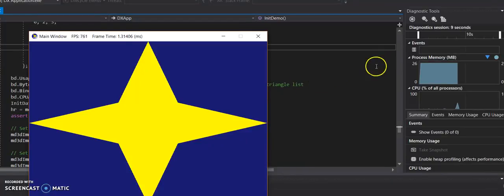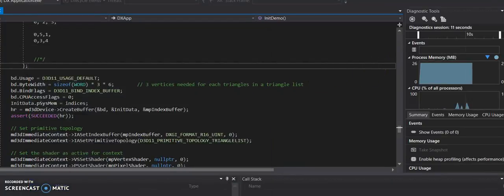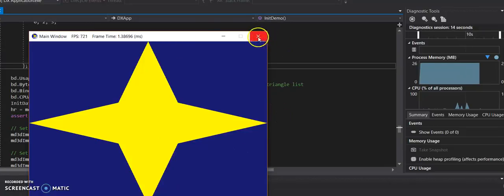Okay, restarting because last time was too long. Here's problem one. There's the end result. It's the weird star shape thing.